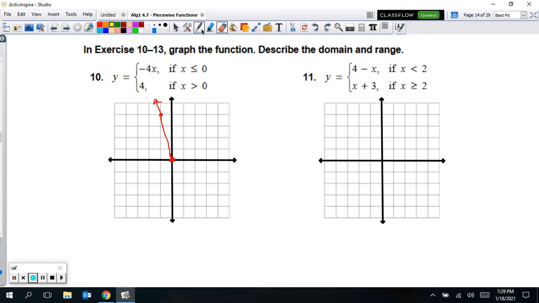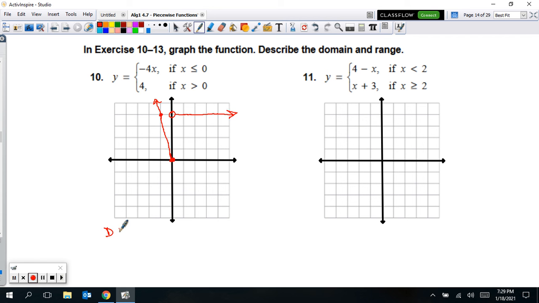That's a little in the way. So I'm just going to put an open hole here. And then it's a constant straight function going straight across to the right. And that's what that one's doing. So there's our function, drawn out, graphed. Now we just need to state the domain and range.